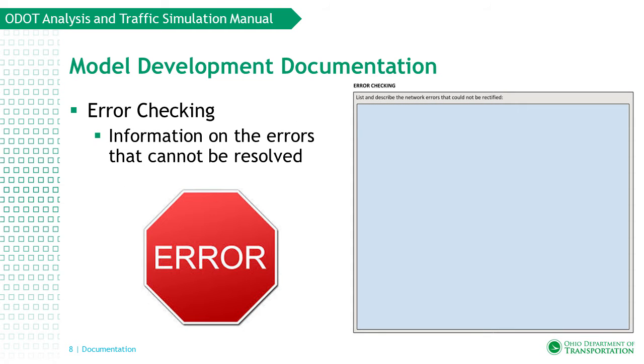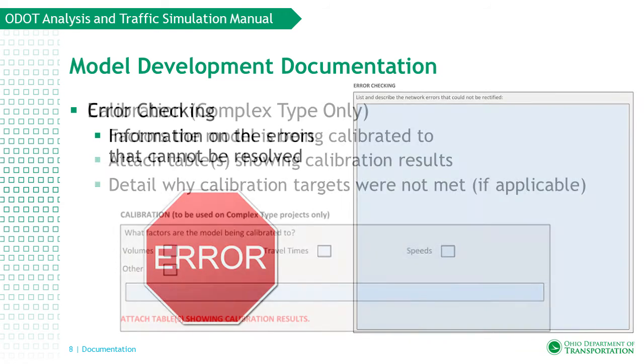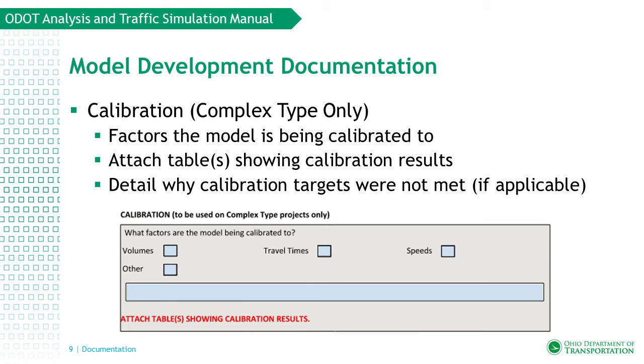The error checking section of the form includes information on the errors that could not be resolved. These errors should be documented, and an explanation as to why the error cannot be rectified should be included on this form.